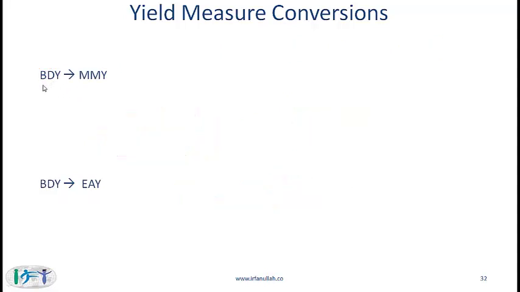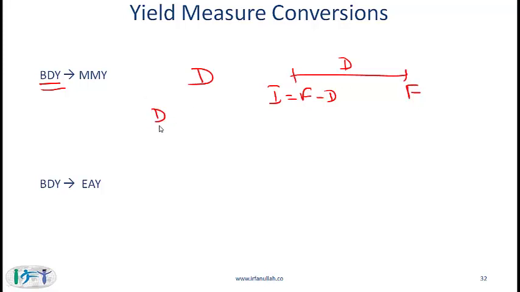If you are given the bank discount yield, then based on the bank discount yield you can come up with the discount, and if you know the discount and you know the par value, you can come up with the investment amount, which will simply be the par value minus the discount. You can then compute the holding period yield, which is essentially the discount divided by the investment amount, and then the money market yield is simply the holding period yield times 360 over T.